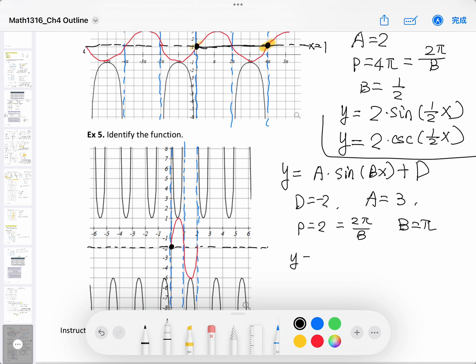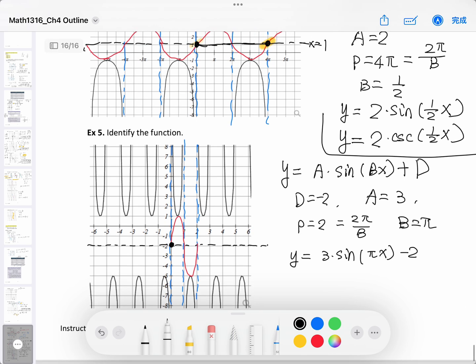So y is equal to 3 times sine pi x minus 2. And we're looking for its reciprocal, cosecant. y is equal to 3 times cosecant pi x minus 2. Okay.